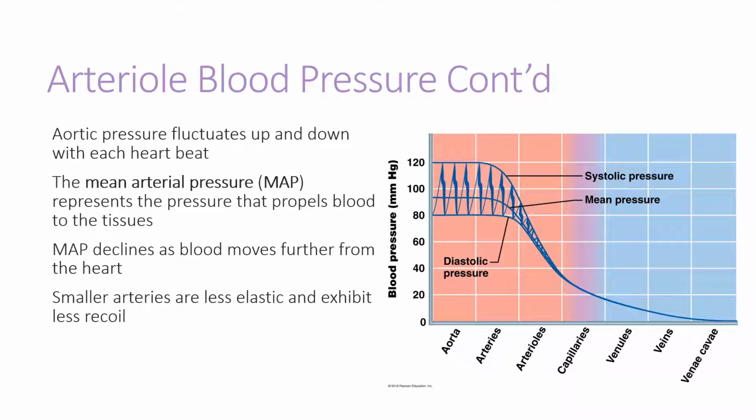Smaller arteries are less elastic, and because of that, they exhibit less recoil, so there's not a significant difference between systolic and diastolic pressure in smaller arteries. Because of that, on this graph, we can see right around the time of the arterioles, the difference between systolic and diastolic pressure disappears, and we really only see the line for mean arterial pressure through the rest of the system.